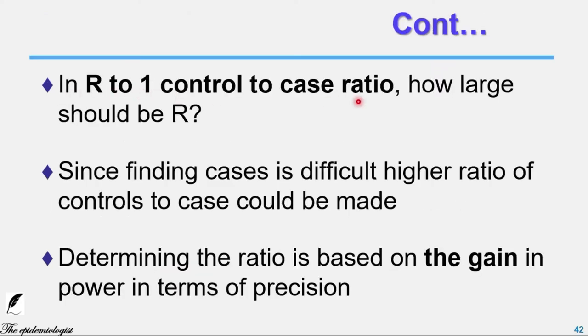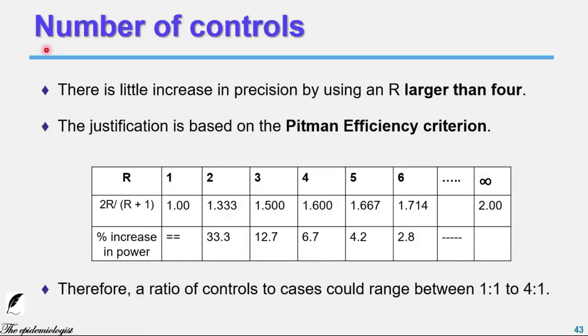In an R to 1 control to case ratio, how large should R be? Since finding cases is difficult, a higher ratio of controls to cases could be made. Defining the ratio is based on the gain in power in terms of precision. The justification is based on the Pitman efficiency criterion. There is little increase in precision by using a ratio larger than 4. As the ratio increases to 4, 5, 6, etc., the power gained will not be much, but the cost of collecting from such a huge number of controls will be inflated. Therefore, the ratio of controls to cases could range between 1:1 to 4:1.